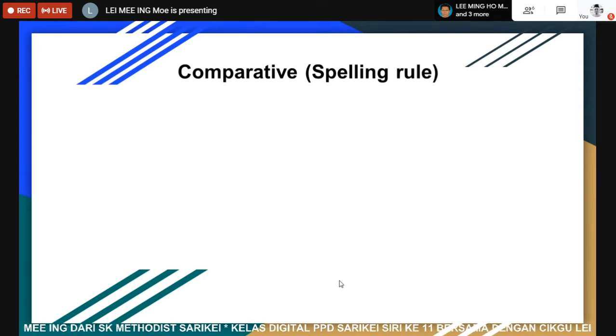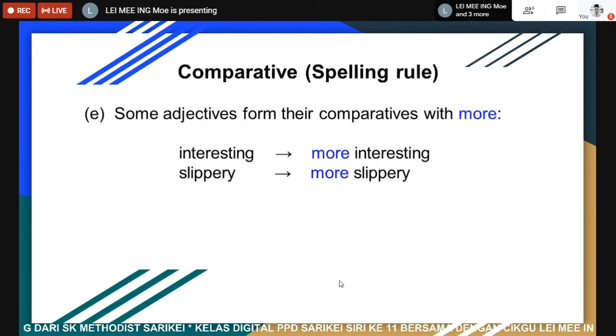Now, the last rule, rule number 5. Some adjectives form their comparative with more. So this one is normally for adjectives with more than 2 syllables. Interesting, slippery, more than 2 syllables, right? So we just add more in front. More interesting, more slippery.